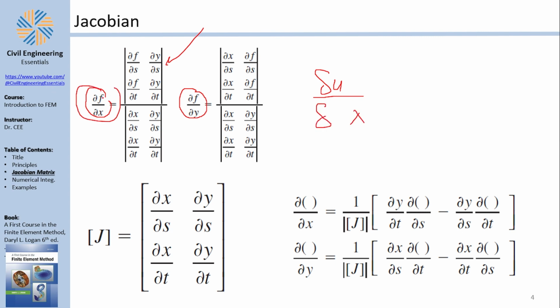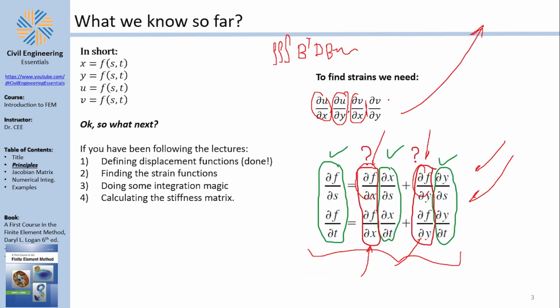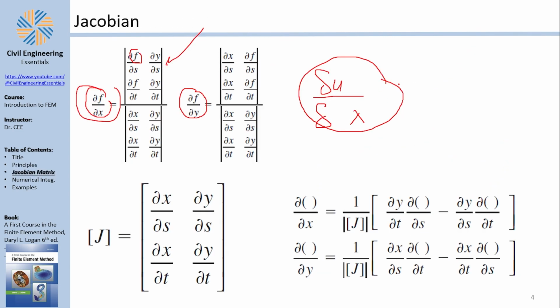If you replace f with u, you get the partial derivative of u with respect to x, which equals the same thing, with f being replaced with u. Why do we need the partial derivative of u with respect to x, you ask? Well, because we need to find the strains. Now, we need not only partial u to partial x, but also partial u to partial y, partial vx, vy.